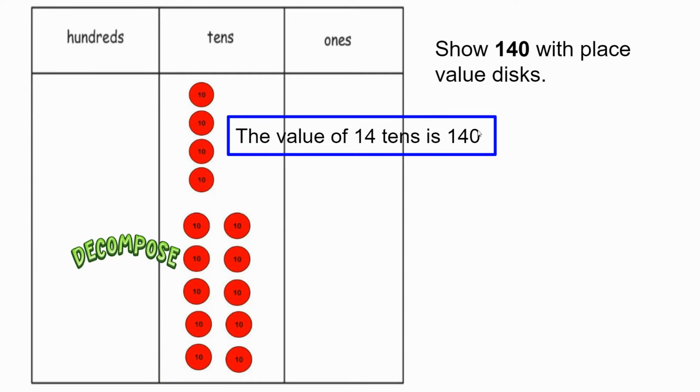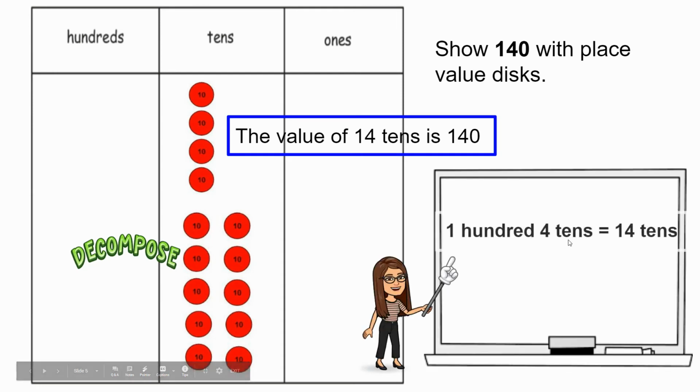Let's double check by counting by tens together to make sure that this statement is true. The value of 14 tens is 140. Count by tens with me out loud. Here we go. 10, 20, 30, 40, 50, 60, 70, 80, 90, 100, 110, 120, 130, 140. So, 100 and 4 tens is equal to 14 tens.